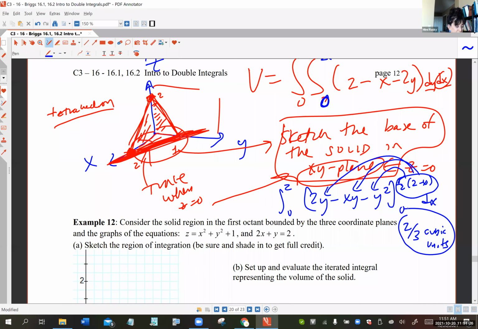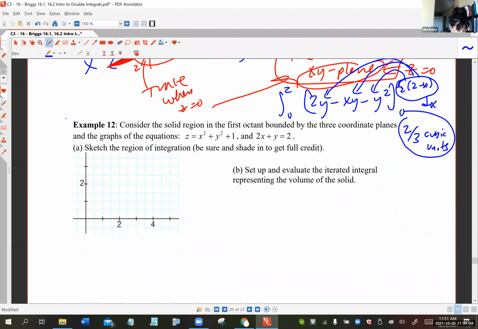That concludes that example. I'm going to set up one more and then say go use your graphing calculator and do the rest of the integration. The setup's the hard part. Let's look at example 12.